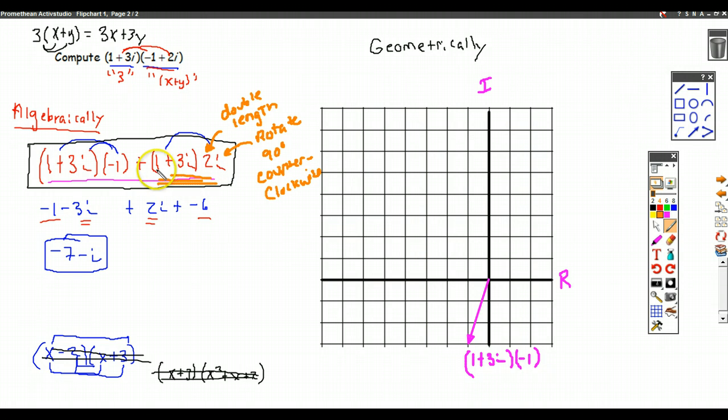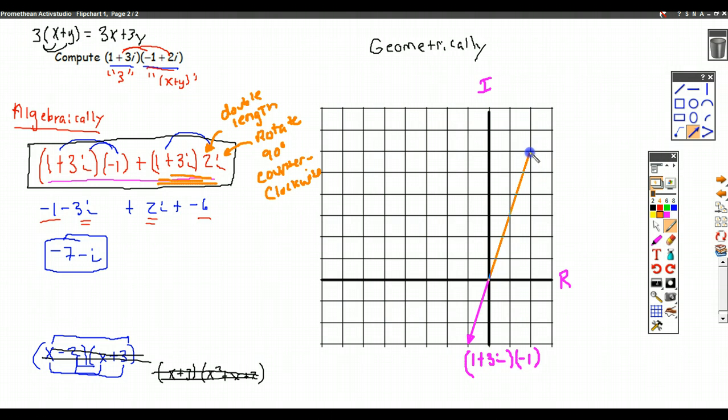So how do we depict that? Well, we start with 1 plus 3i. Here's my 1 plus 3i. Multiplying by 2 is going to double it. So now it's up here. So I just doubled its length, same direction. And now I get to rotate it 90 degrees counterclockwise.